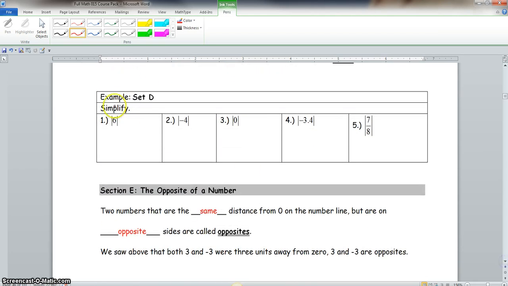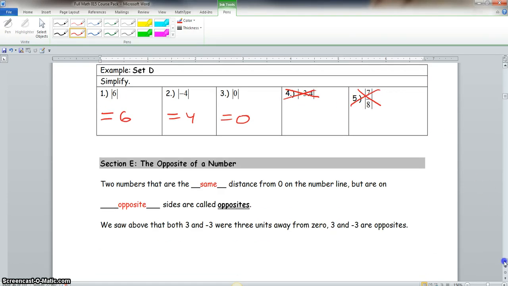Now we scroll down here to example set D. It says simplify. The absolute value of 6 is 6. The absolute value of -4 is 4. The absolute value of 0 is 0. The absolute value, well, we could cross out 4 and 5 because we haven't done decimals or fractions.